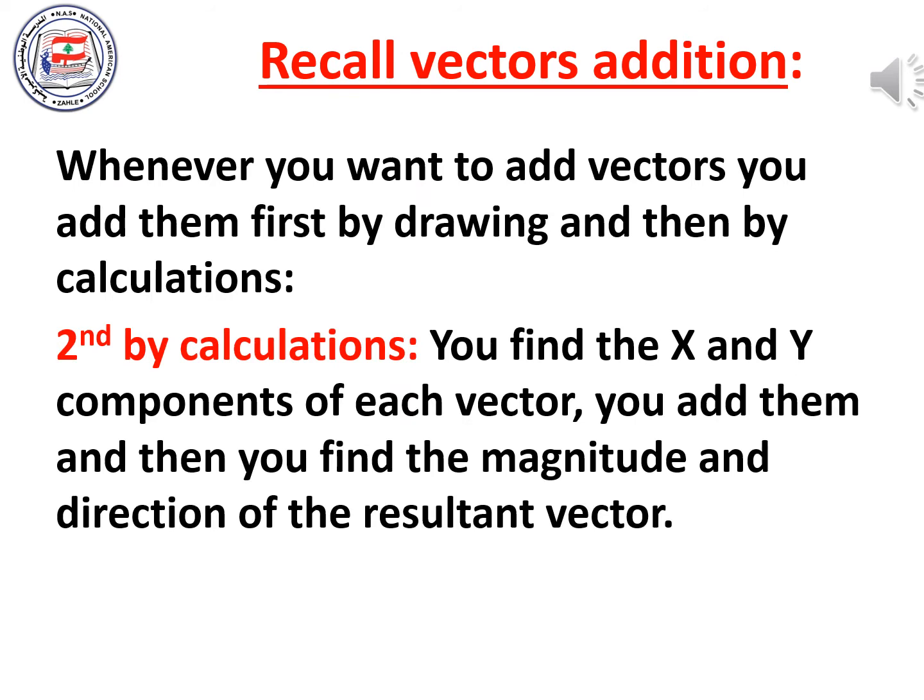Now I'm going to talk about how we can find the resultant vector by calculations. So also by calculation, we have to follow several steps in order to find the magnitude and the direction of a resultant vector. First, we find the x and y components of each vector that we need to add. Then you add the x and y components to find the x and y components of the total vector, of the resultant vector. And finally, we can find from these components the magnitude and the direction of the resultant vector. Now follow up with me so you can understand.